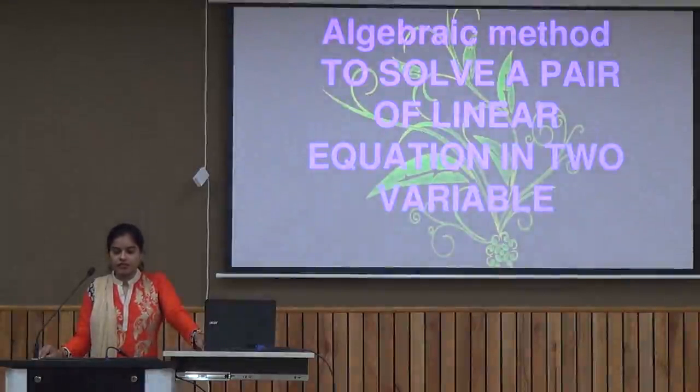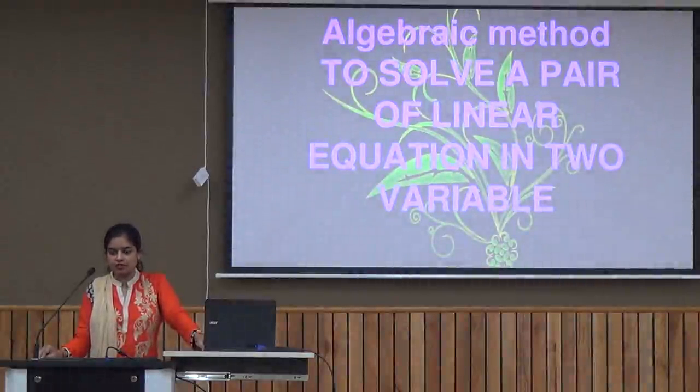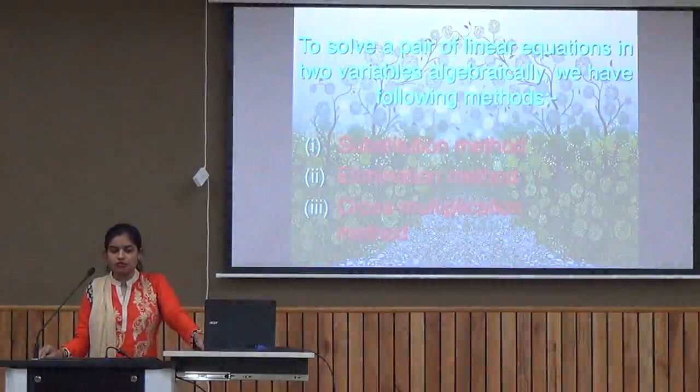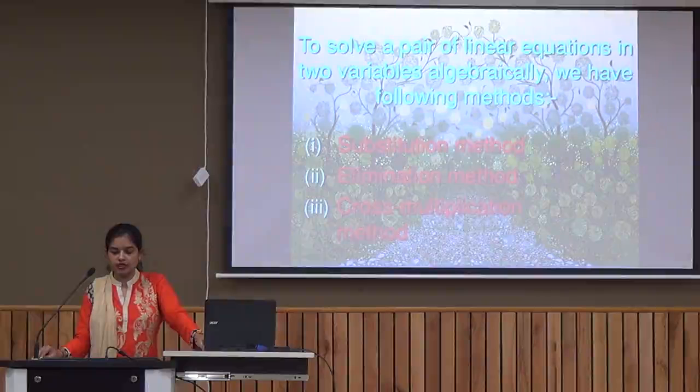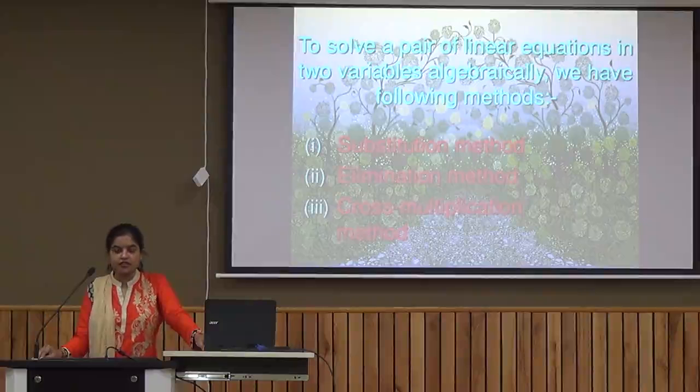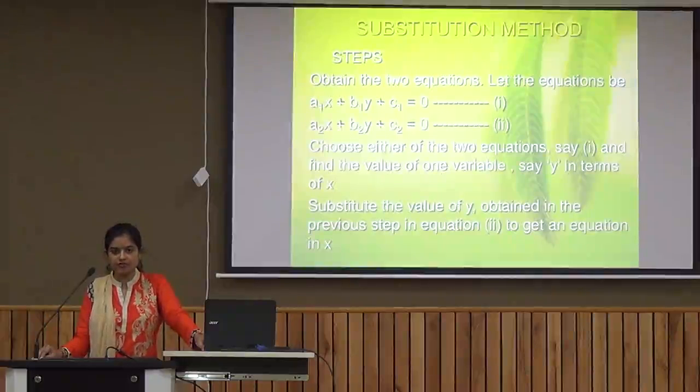Now the second method is the algebraic method to solve a pair of linear equations in two variables. To solve a pair of linear equations in two variables algebraically, we have the following methods. First is the substitution method, second is the elimination method, and third is the cross multiplication method. We'll discuss all three methods one by one. First method, substitution method.